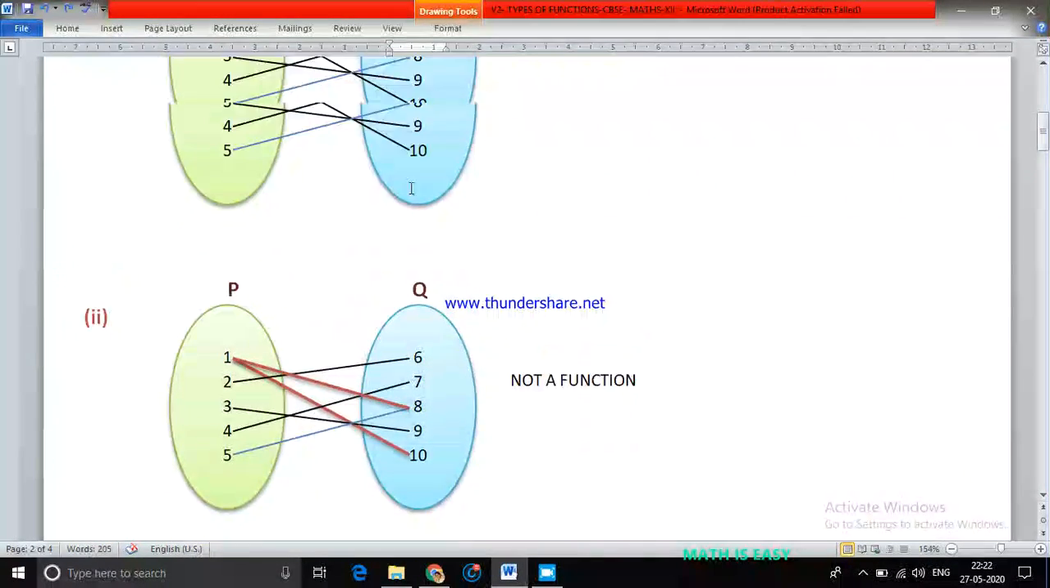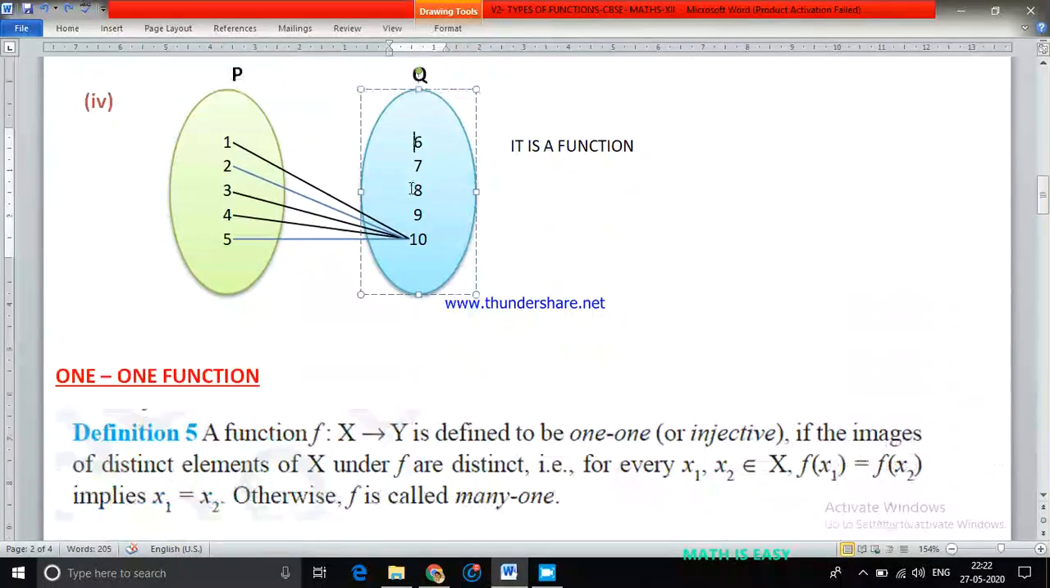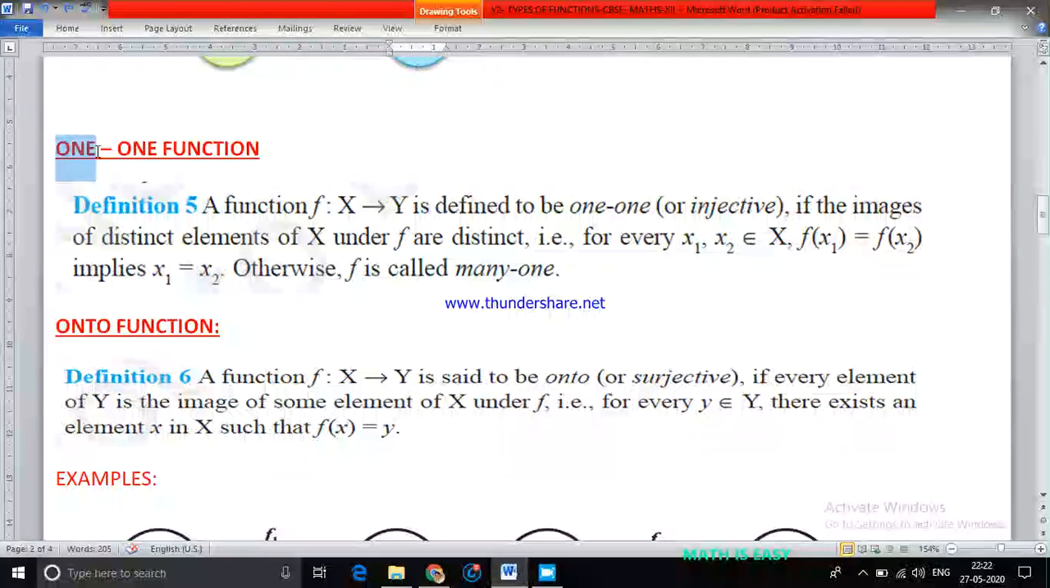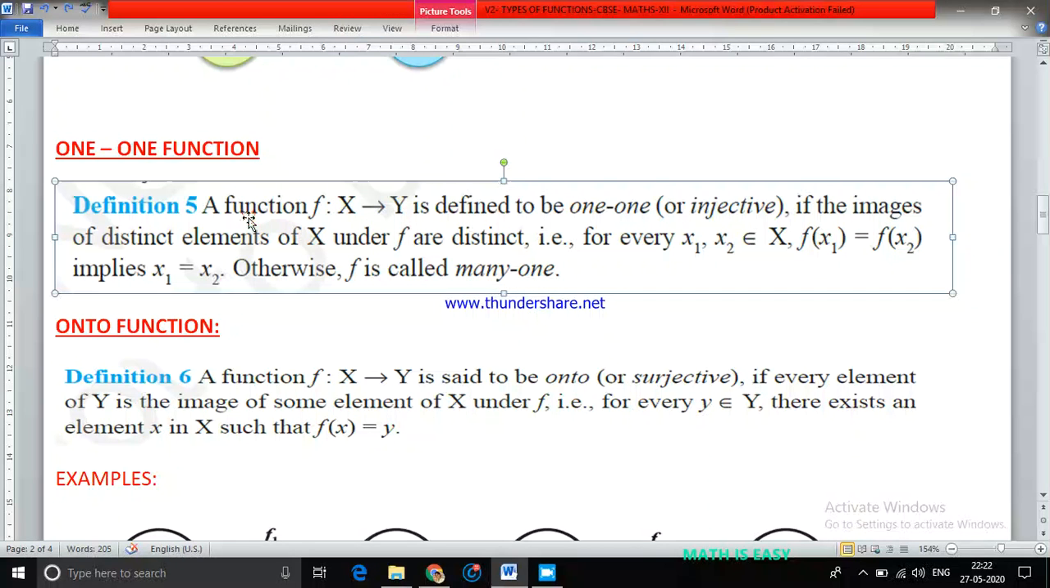So this we already studied in class 11: what a function is, and how to decide whether it is a function or not. Now, as we discussed, there are two types of functions: one-one function and onto function. The definition says a function f from x to y is defined to be one-one or injective. So we have two names, one-one function or injective function. They may use any name in the exam.